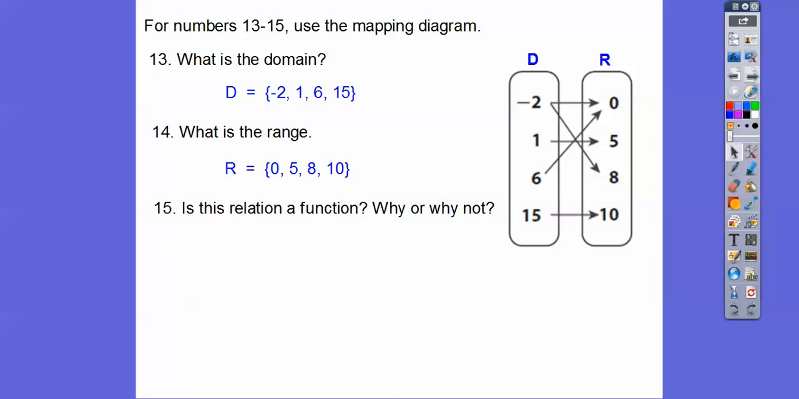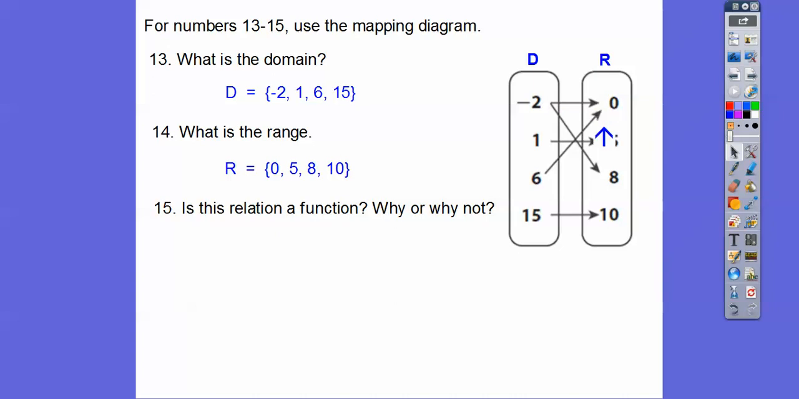And is this relation a function, okay? Oh, I've never seen that before. Let's see. Oh, I have two. Is this relation a function? It is a function if all of these x's go to just one y, but since this negative 2 goes down here and goes over here, it's not a function.